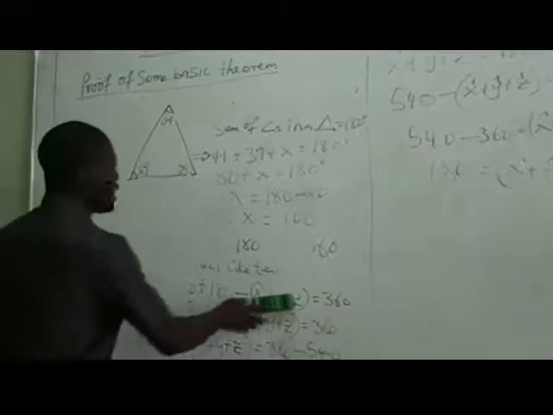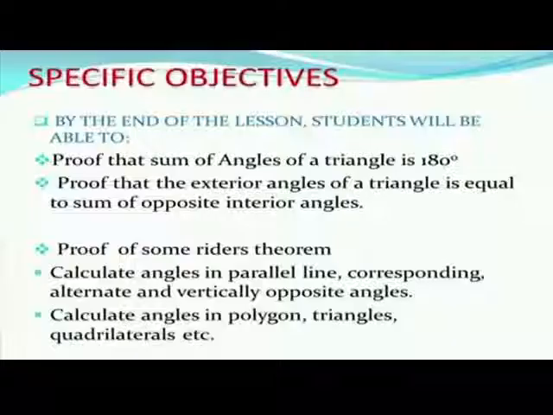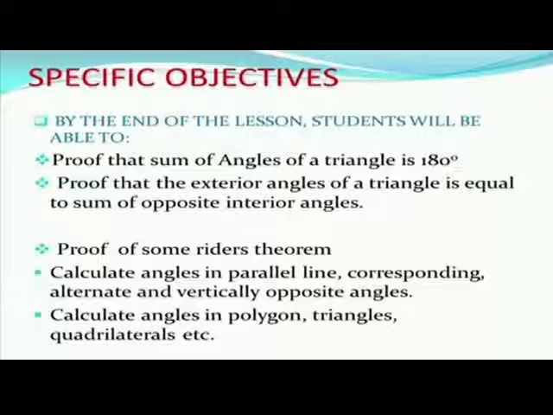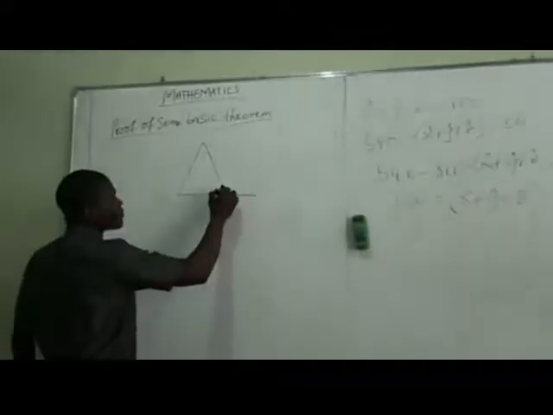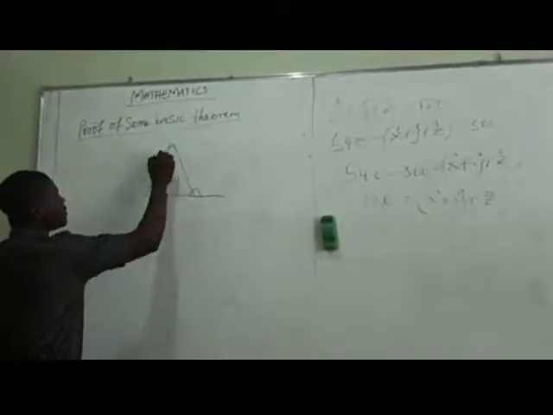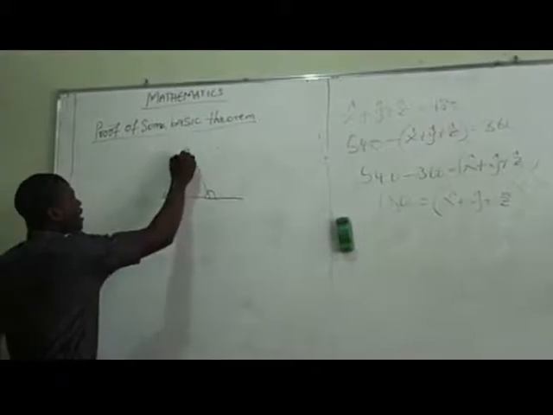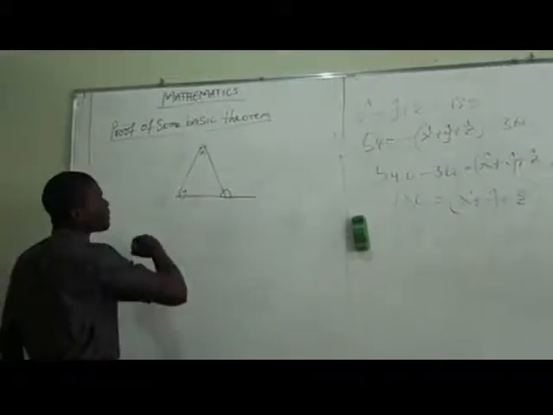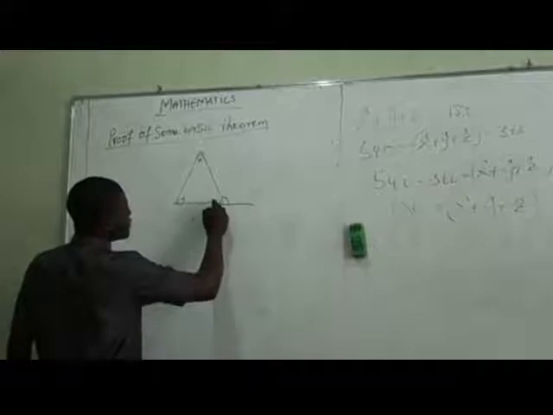And that is it. So now let's move over to prove that the exterior angle in a triangle is equal to the sum of the two opposite interior angles. That is, when we have a triangle like this, and this is the exterior angle, and we have angles marked clearly. We have x, we have y, and here we have z.